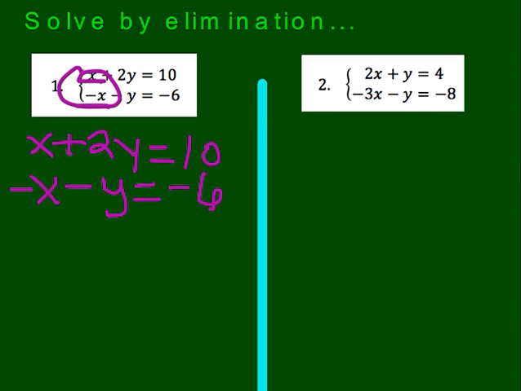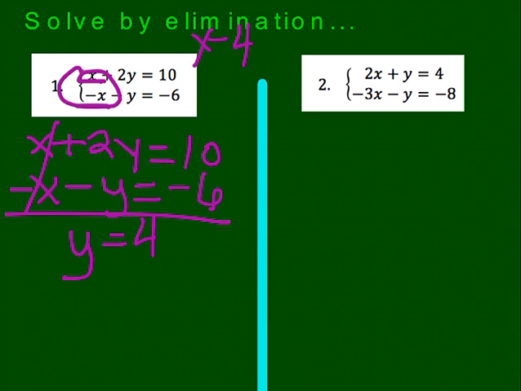Once I have the same number with an opposite sign, I can add down the columns. When I do that, x minus x cancels out. 2y minus y is just y, and then 10 minus 6 is 4. So now I know that y is equal to 4. I'm going to jot that up here because I'm going to have to erase some of my work. Now let's take a look at getting x.